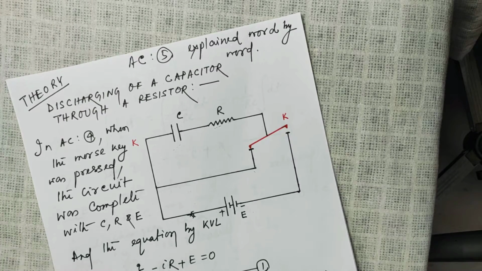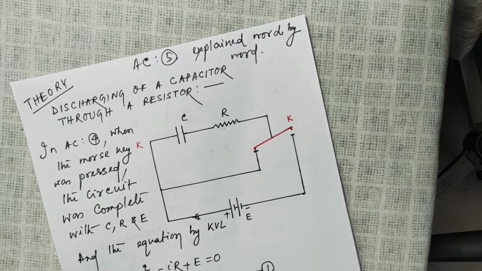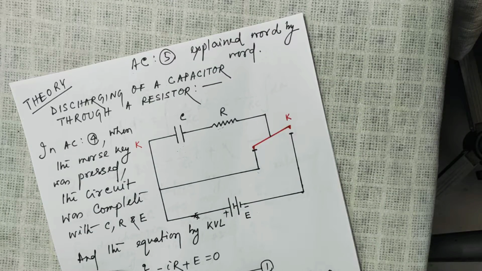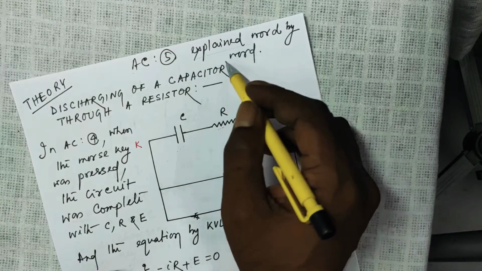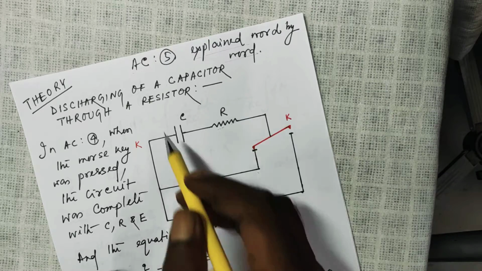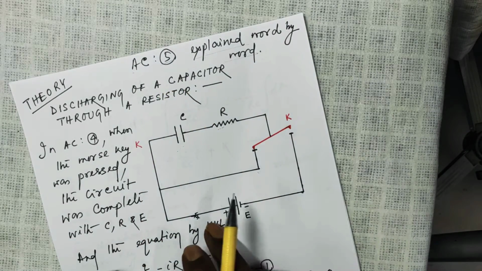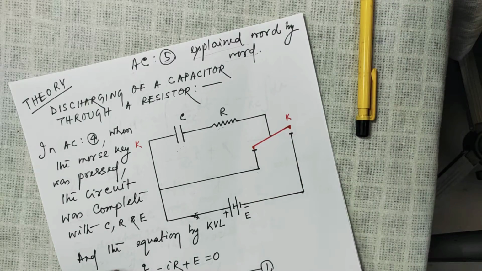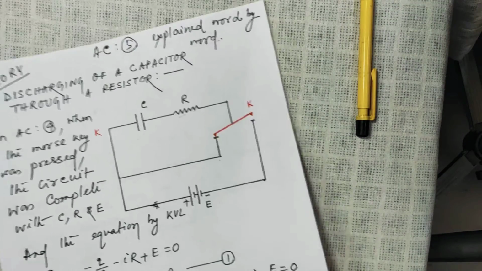Now, dear students, अब चलते हैं alternating current lesson 5. I will explain it word by word. In alternating current lesson 4 मैंने ऐसा एक फिगर बनाया था, उसको थोड़ा दोबारा देख लें, फिर दोबारा यहीं पे आते हैं.